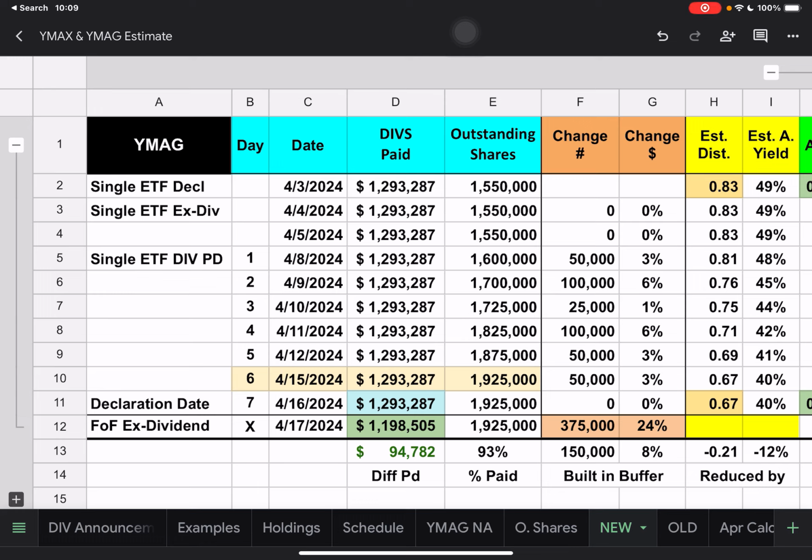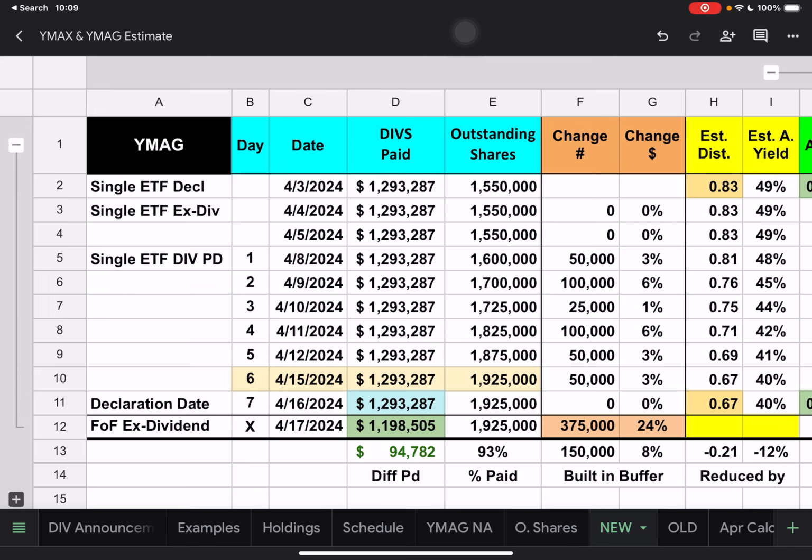And then on line 12, the fund of funds ex dividend date, that is the amount of funds that they will pay out based on the outstanding shares and the distribution amount per share. And then this is just the difference between those numbers. So YMAG received 1.3 million in divs and paid out 1.2 million. So it has about that $95,000 left over.